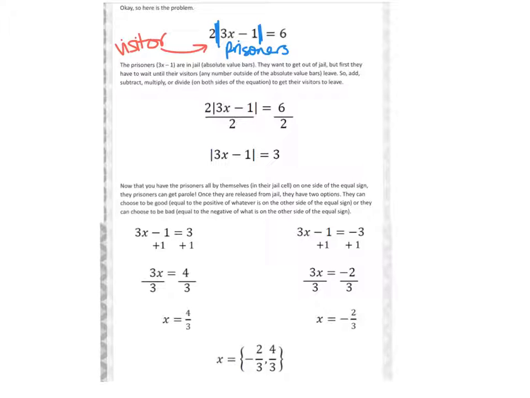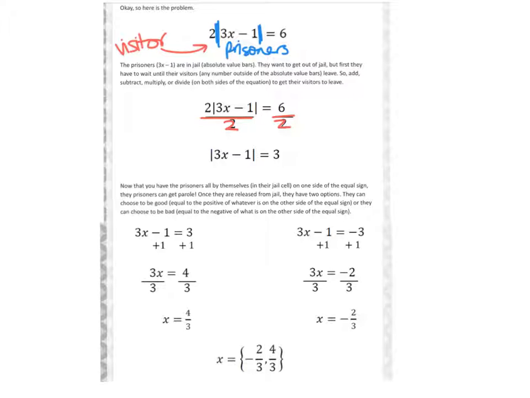And the idea is that the prisoners want to get out, but before they can get out of the jail, they have to wait until all their visitors leave. So to get rid of that means we have to get rid of any visitors first. So in this example, they chose to divide by 2, remember, because we're not allowed to distribute. So then we came up with this new problem right here. All right, so I've got my prisoners that are in jail, 3x minus 1, it's in jail. And now all their visitors are gone, so they can get released from jail.